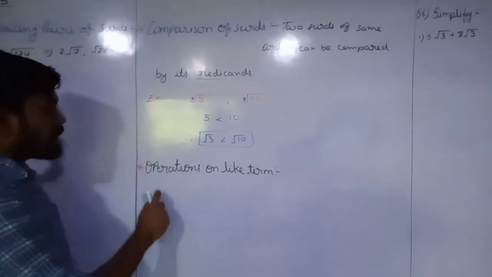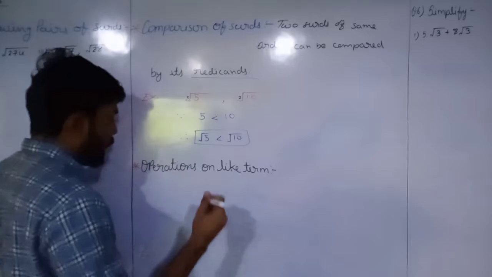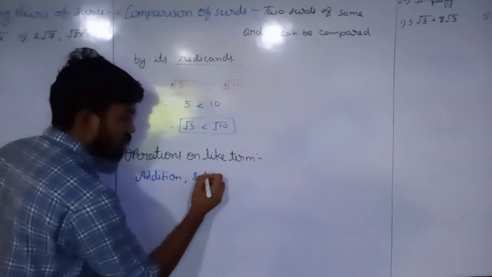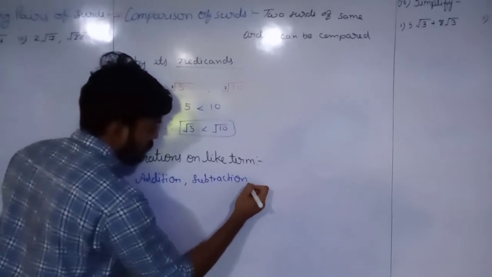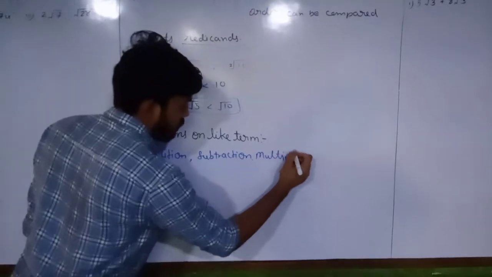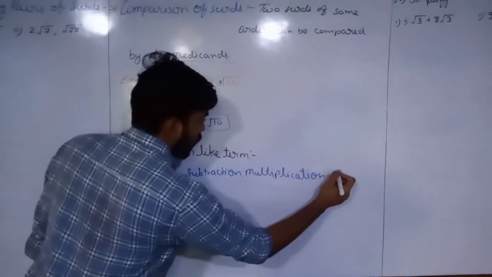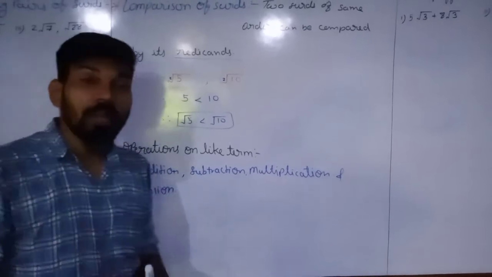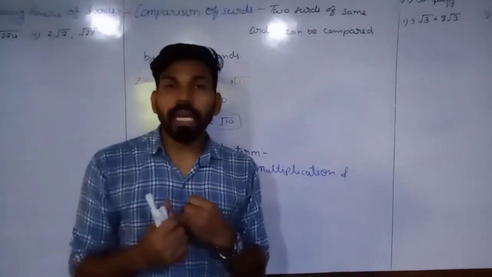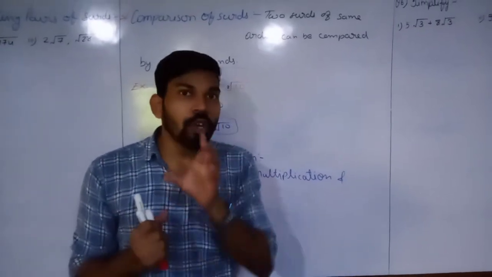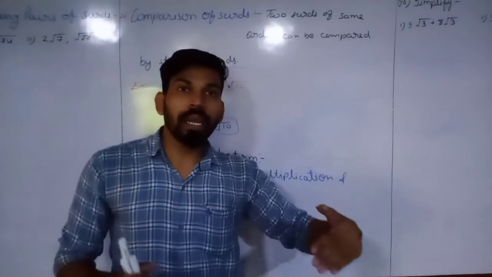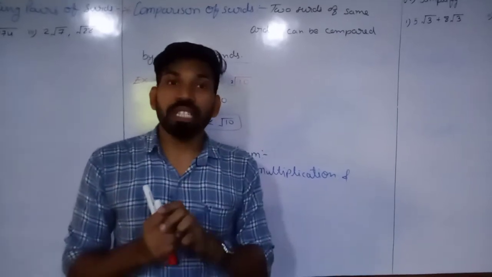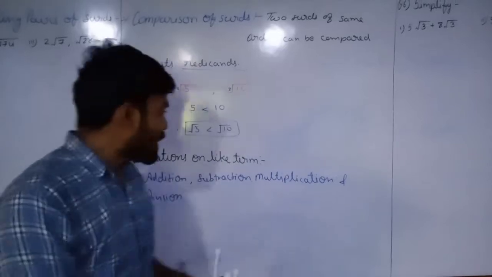The next concept is operations on like terms, like addition, subtraction, multiplication and division. Whenever we are talking about a mathematical operation on surds, we have to keep in mind that the radicands of the surds must be the same. After that, whatever we have outside, we do the addition, subtraction, or whatever the instruction is, on the basis of that. Let's see the example.